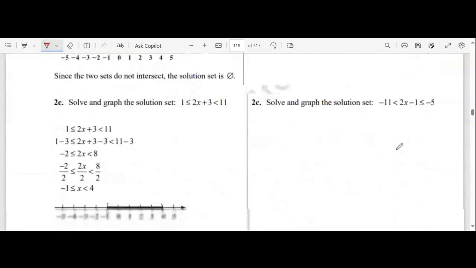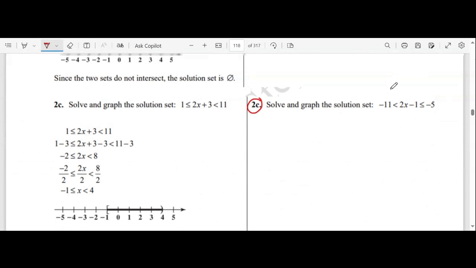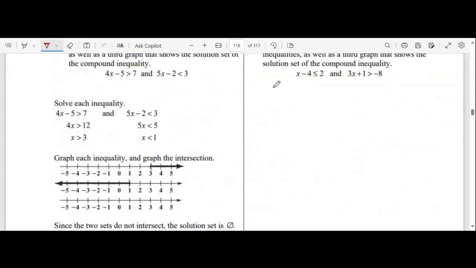Okay, I'm going to skip this and leave it for you. We'll go for this one here, number 2C. The one in the top here, you need to do it by yourself. This is classwork, okay?